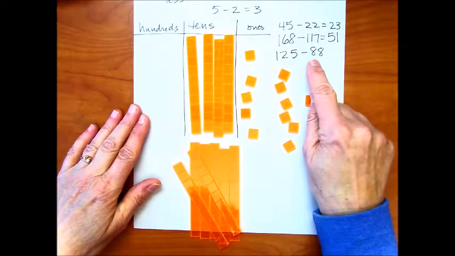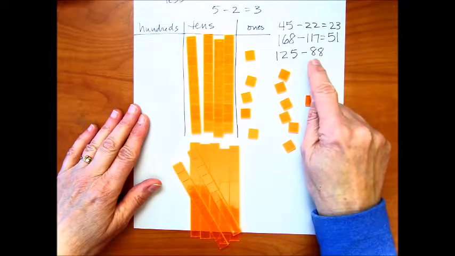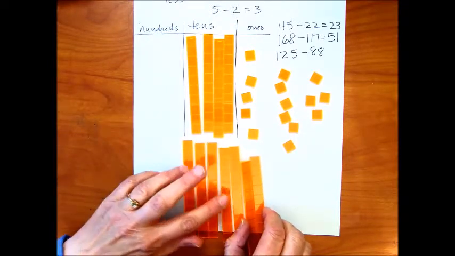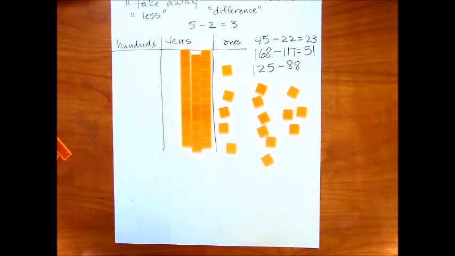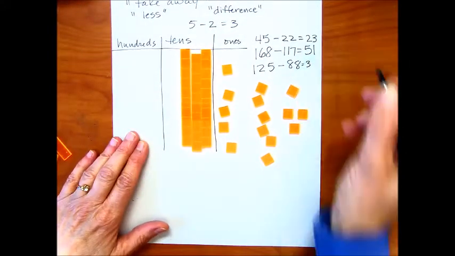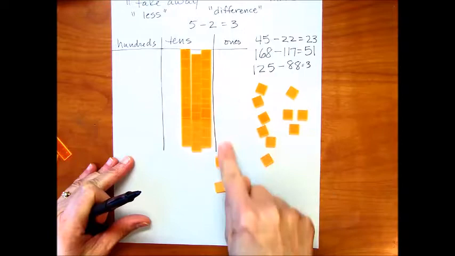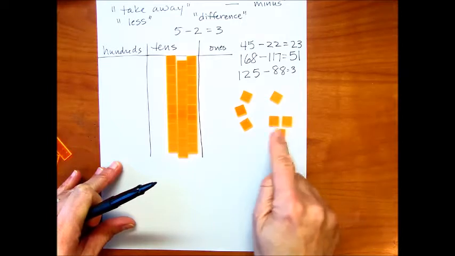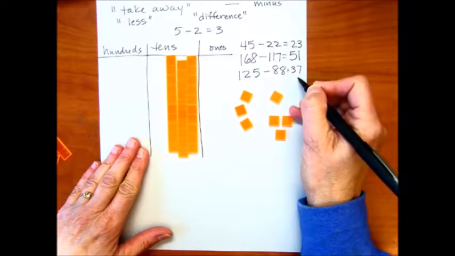Now we can take away the 8 tens and the 8 ones because we have enough in each of those columns, or each of those place values. So I'm going to go ahead and take away 8 tens. So this is 2, 3, 4, 5, 6, 7, and then one more. I'm left with 3 tens. And then I'm going to take away the 8 ones. So 1, 2, 3, 4, 5, 6, 7, 8. And I'm left with 7 ones. So my answer is 37.